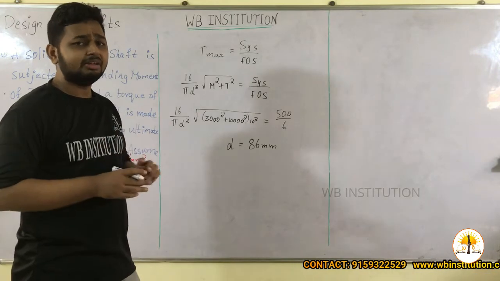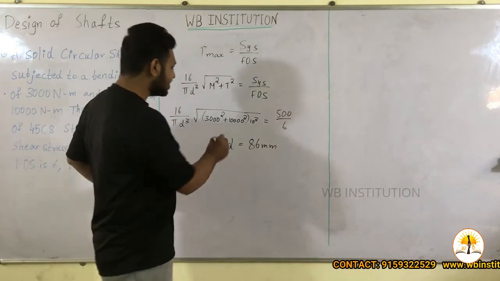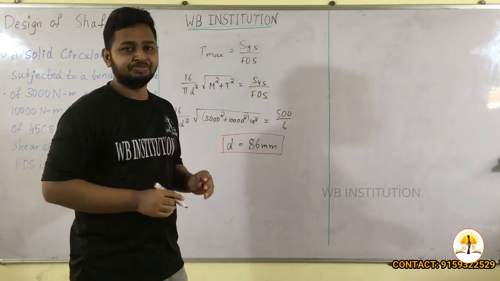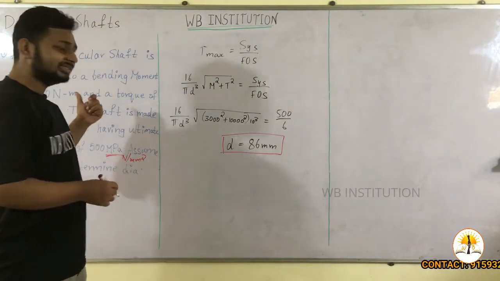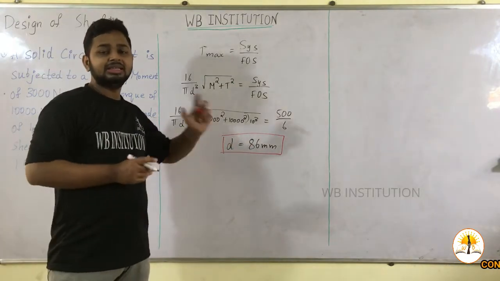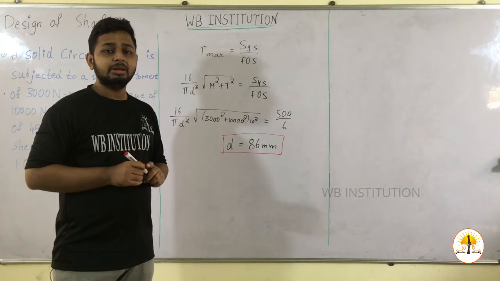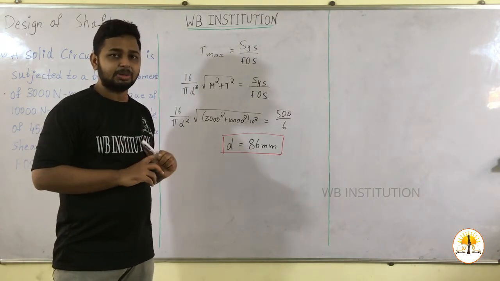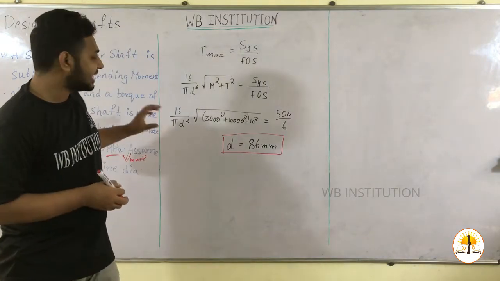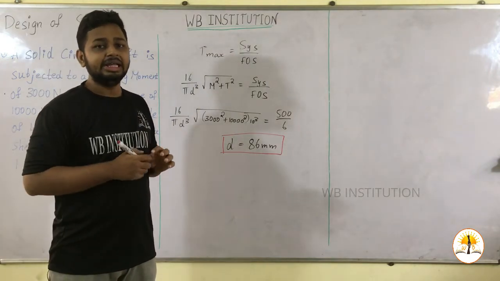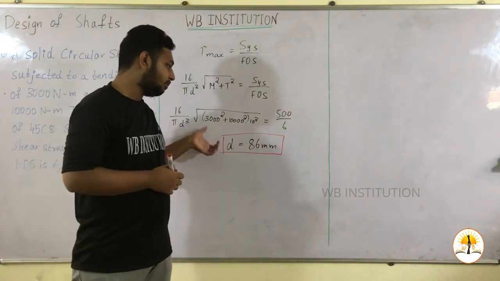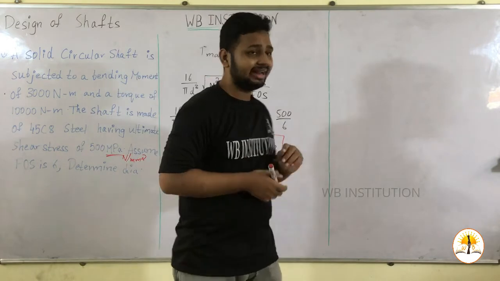By simply solving this equation, we get the safe diameter of the shaft, that is 86 mm. So by designing under these conditions, if the diameter of the shaft is 86 mm, the design is safe. So it should be more than 86 mm. If it is less than 86 mm, then the shaft may go for yielding or it may get fractured. So the safe diameter calculated is 86 mm.